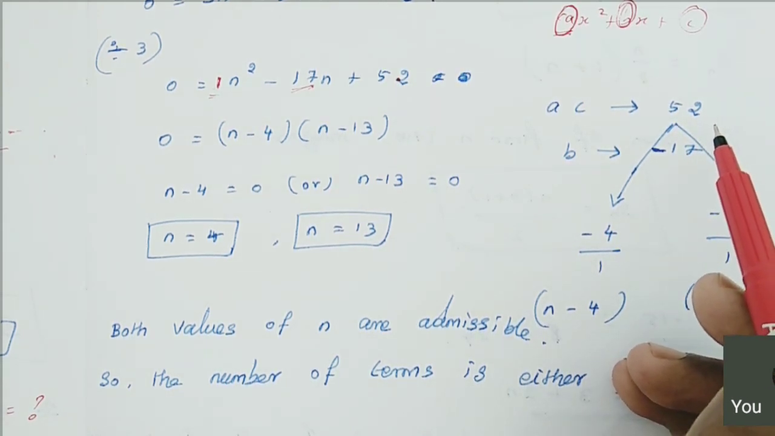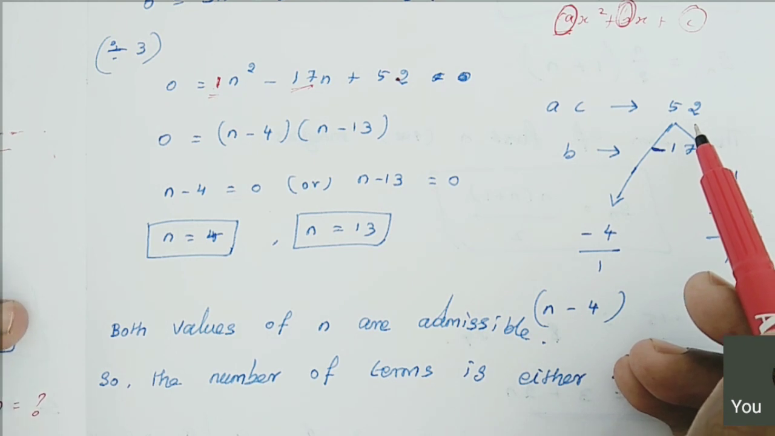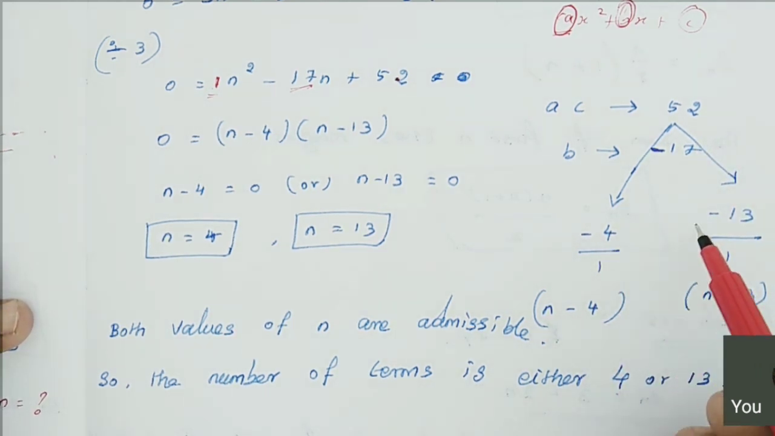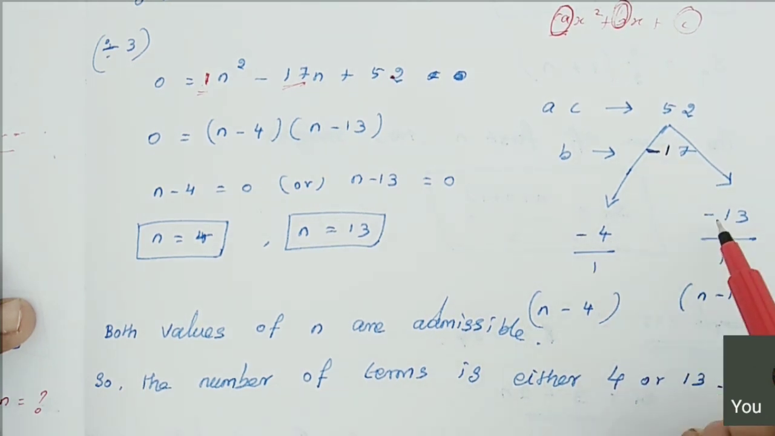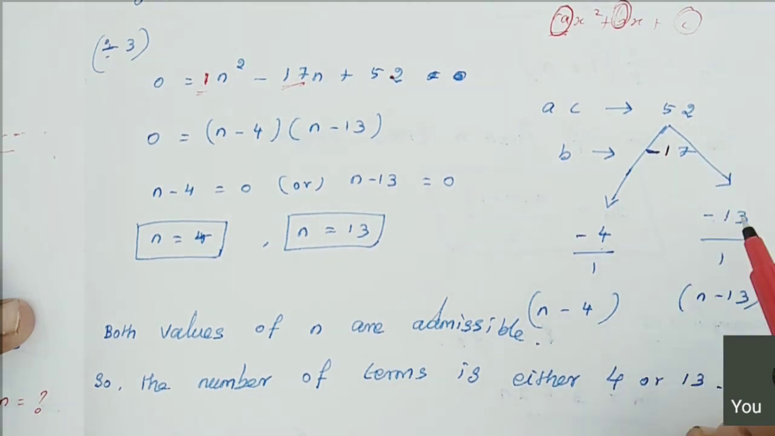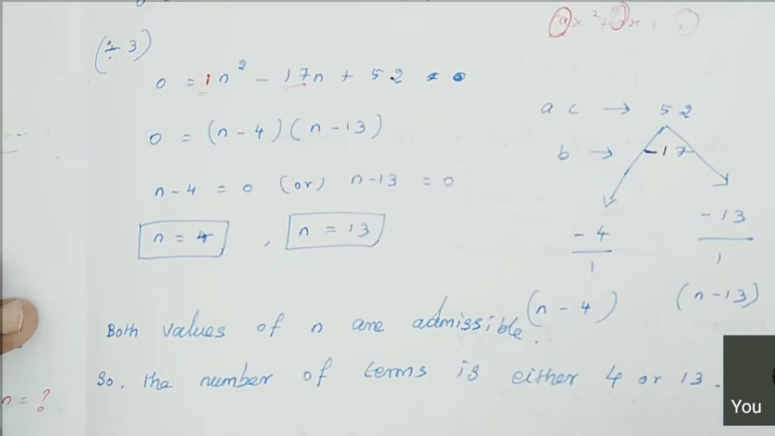So we find the two numbers, right? The two numbers are 4 and 13. Here it is minus 17, so minus 4 and minus 13. When we multiply minus values, it becomes plus. So 4 into 13 is 52. Are you clear?